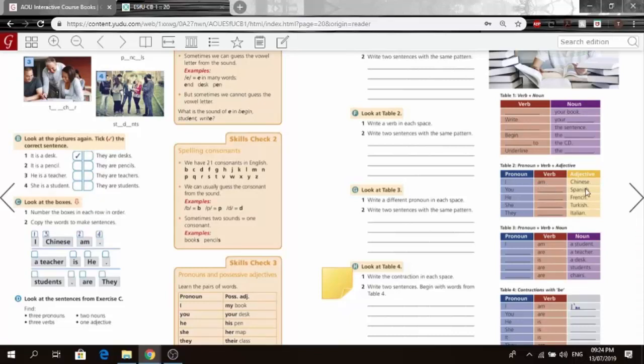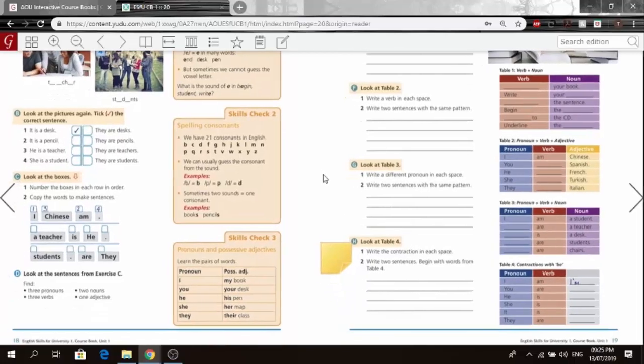You are Spanish. He, singular, is French. She is Turkish. They is plural, so they are Italian. Okay? So now he said write 2 sentences with the same pattern. Okay, so if I want to talk, let's say, about myself, I could say I am Egyptian. Okay? You are Canadian. Okay? Hope you got the idea. This was pretty simple. Okay, moving on.